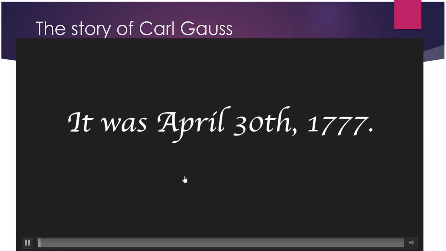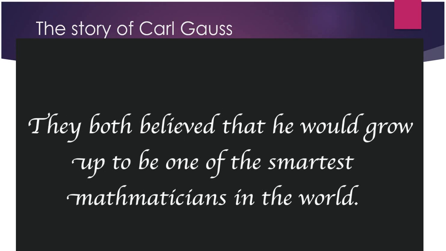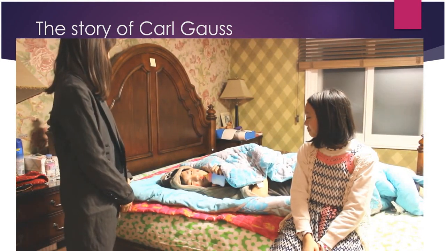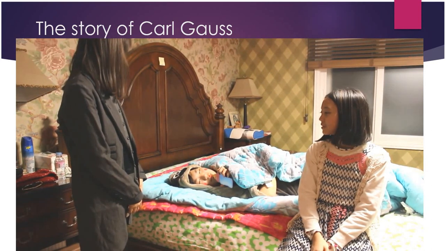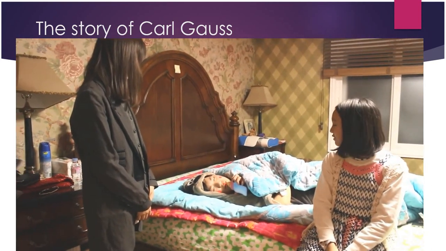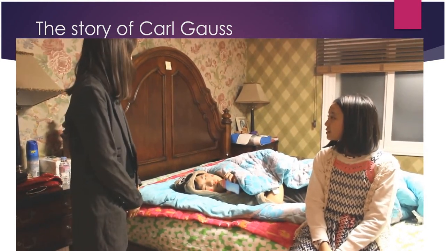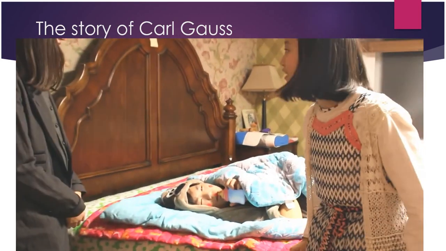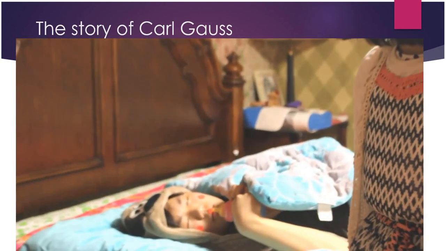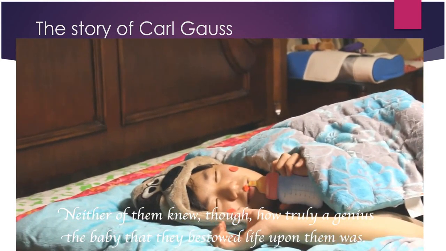It was April 30th, 1777. A boy was born into the world to a happy, poor family. They both believed that he would grow up to be one of the smartest mathematicians in the world. Mommy! Too bad we can't record our baby's birthday. He's going to be a great man someday. The cleverest man in the world. I agree. It is clear. However, if that comes true, it came from me rather than you. It's obvious that I'm smarter than you. Neither of them knew, though, how truly a genius the baby they bestowed life upon was.